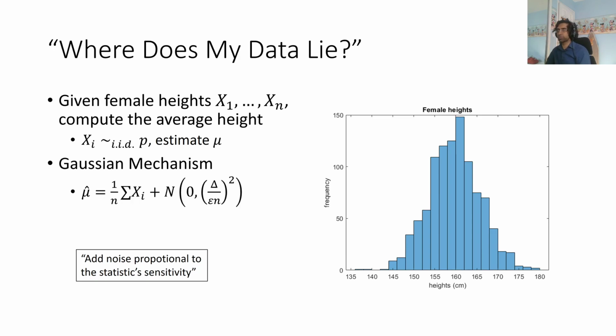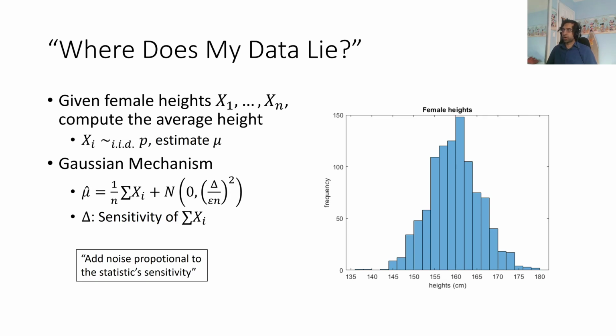So as a result, we can consider the following statistic. Mu hat is now the empirical mean, but plus some Gaussian noise. You can see the standard deviation of this Gaussian is delta over epsilon n, where we let delta be the sensitivity of the summation of x_i's. That is, how much can the sum change if we change just a single data point arbitrarily? And if you think about this for a minute or two, you'll quickly realize that this is not going to be good. The reason is that this delta can actually be quite large. In particular, the sensitivity is actually unbounded for a summation, because you can just take one point to be arbitrarily large.